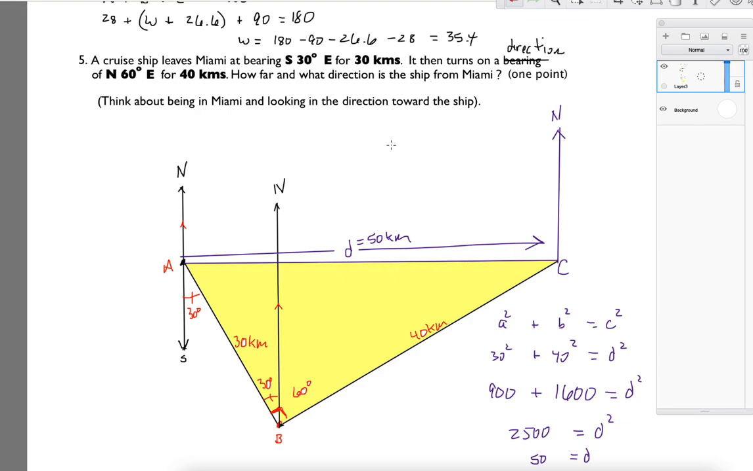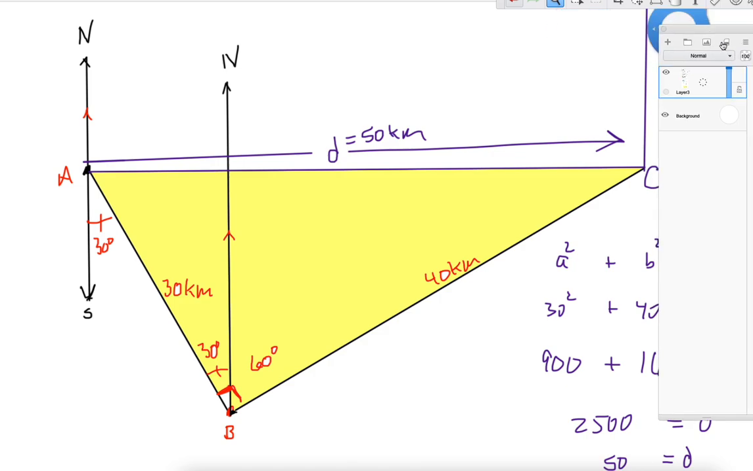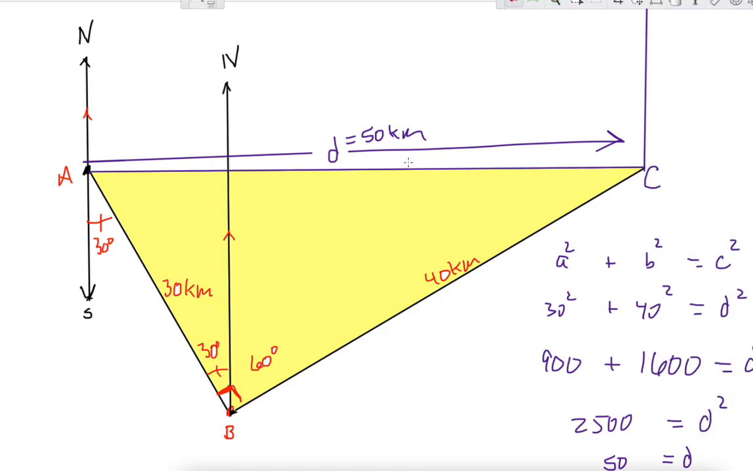So what about the direction here? We're not really sure how much south or north we're going here. That's the way I drew it. I don't really know. So we can't just assume that it looks like it's just due east from C. It's pretty close. So what I think we should do is find this angle right here. Let's call this X.